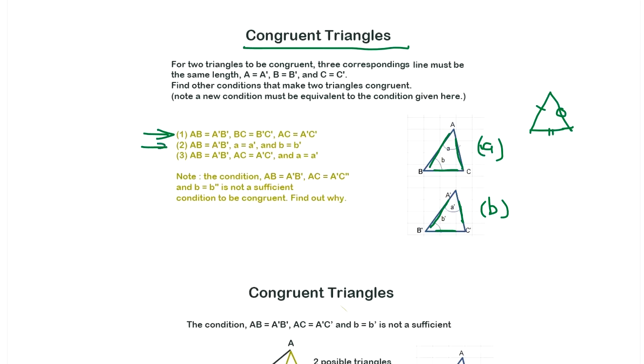Another way is if AB and A prime B prime are the same, and the angles on both sides of the side AB are the same. Then that's going to be an equivalent triangle. Another way is AB and A prime B prime, and AC and A prime C prime, and the angle between them. If two lengths are given and the angle between them is given, then the triangle is uniquely defined. There's no other way to define it.